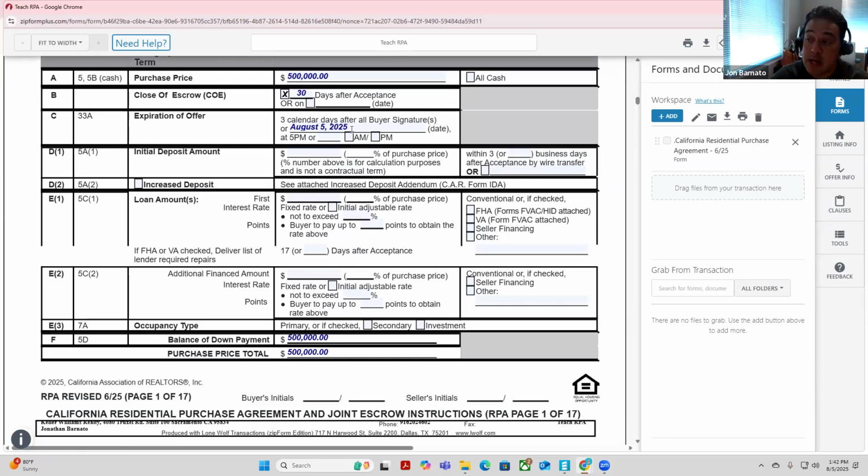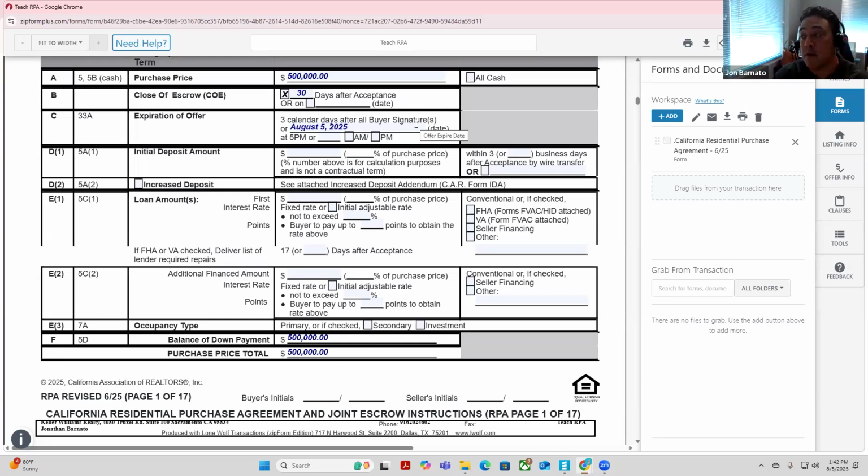Expiration of offers is usually 3 calendar days or August 5th. You can put what you want. Some agents write offers with like a 1 day response period because they're trying to press you, especially on new listings. They'll try to press you with an offer and it's usually low, but they'll say accept it right away and respond. As a listing agent, don't feel stressed by that.